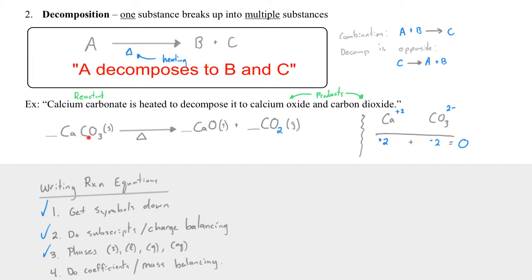Then let's check out carbon. We have 1 carbon on the left, 1 on the right, so that looks good. And then we see 3 oxygen atoms in calcium carbonate, so there's 3 over there. And over here we have a separated version of oxygen. So we have 1 oxygen atom here and then oxygen with a subscript of 2, so that's a total of 3. So oxygen is in fact balanced as well as all the other elements if we just have the coefficients 1, 1, and 1 right here. So that's step 4, coefficients and mass balancing, and we're done with this example. Let's take a look at the next one.